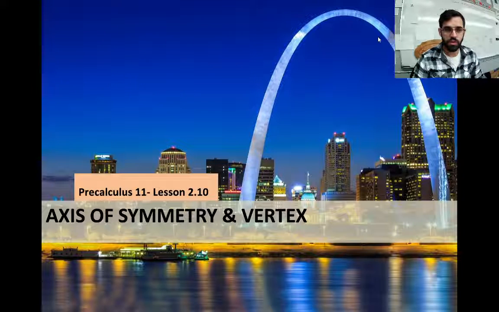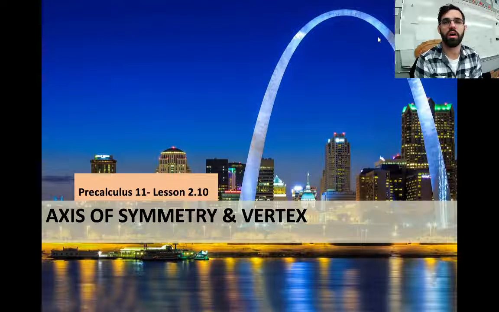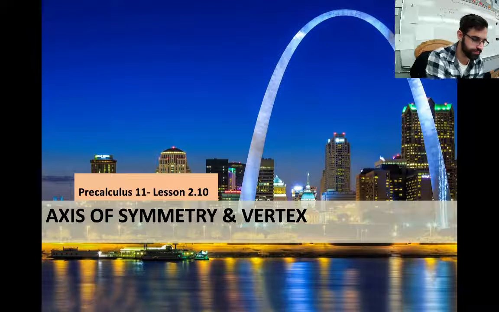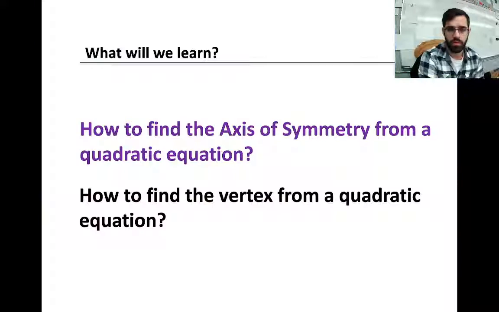Alright, this is lesson 2.10 of our Pre-Calc 11 class. Unit 2 is called Polynomials. Lesson 10 is called Axis of Symmetry and Vertex. What we're going to talk about is how to find the axis of symmetry from a quadratic equation and how to find the vertex as well.